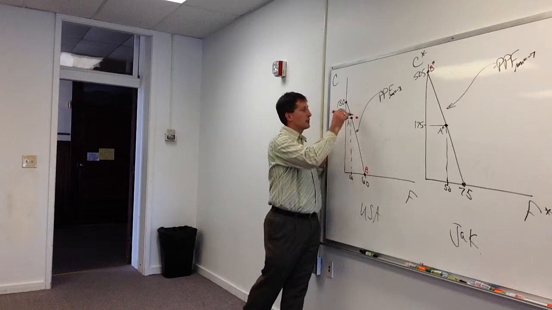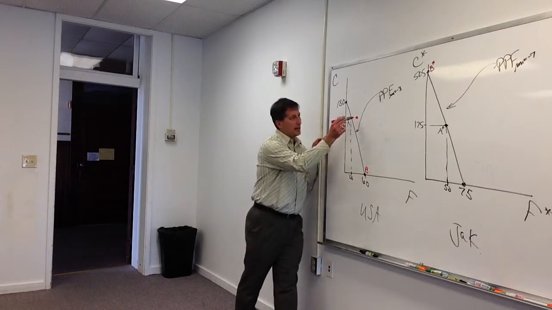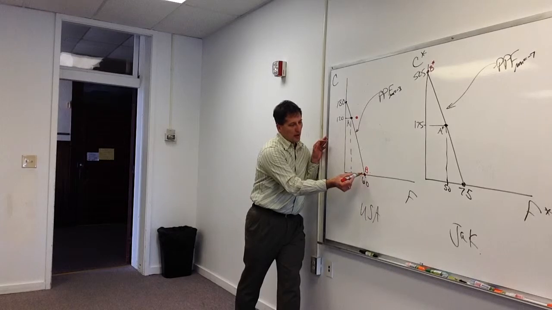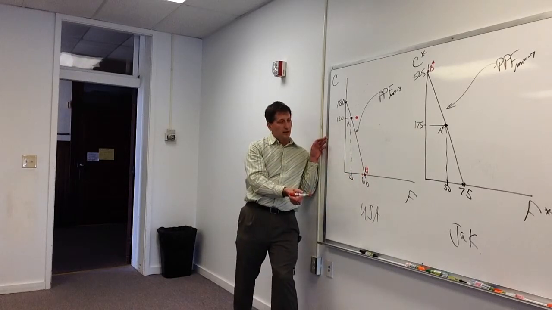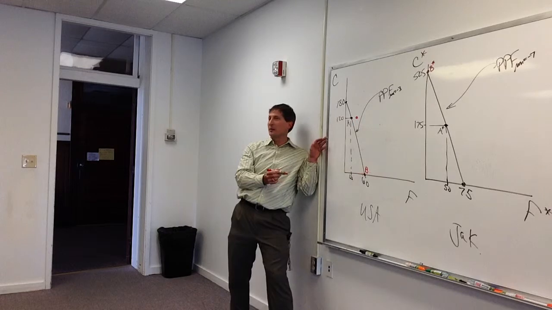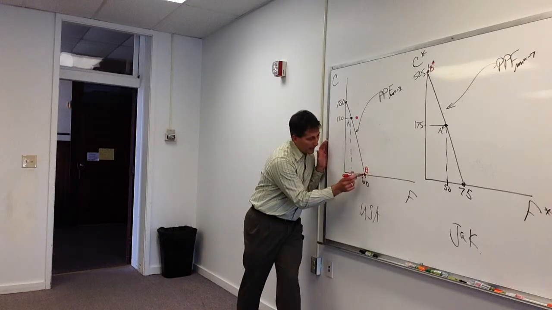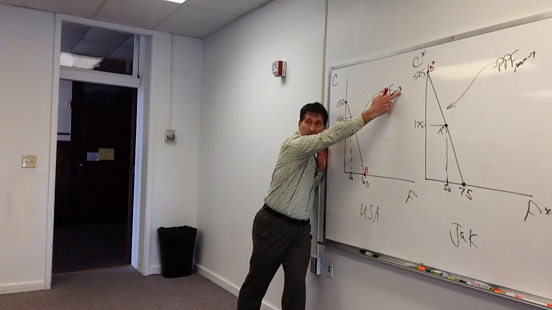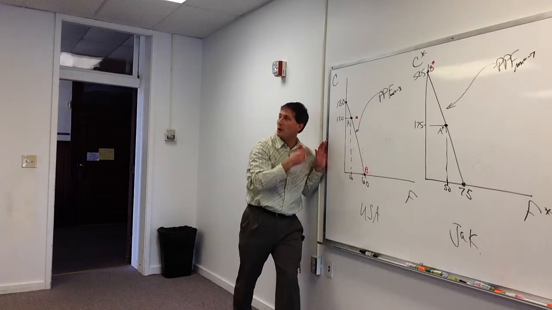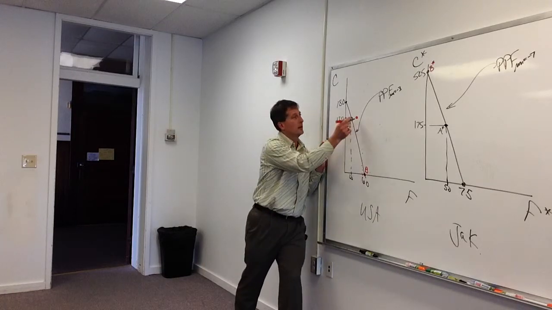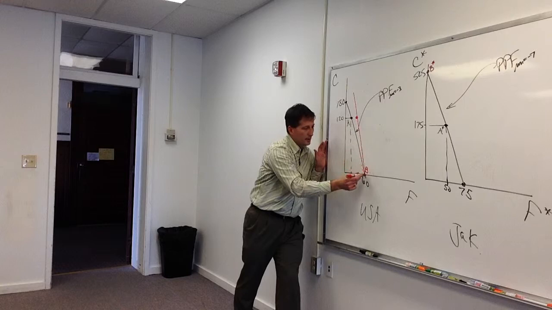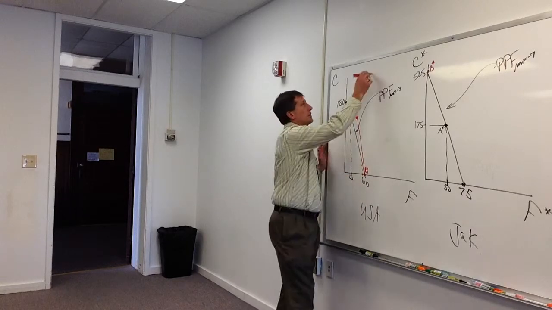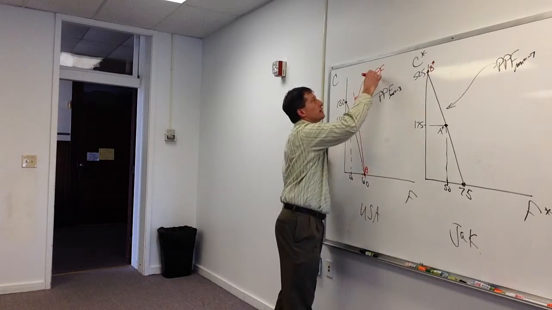I might not be drawing this perfectly, but I know that it's going to be outside here, because if I give up one fruit, how many computers do I get? If I give up just one fruit, how many computers do I get? 4. And 1, 2, 3, because the slope is 3, 4. I'm outside the production possibilities frontier. And so this line runs something like this, and it now shows the consumption possibilities.